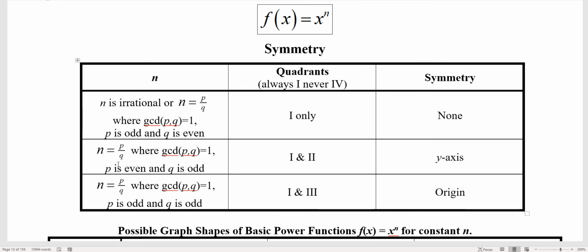But if it's an odd over even, then when you have a negative to an odd power, that becomes a negative, and you try to take an even root of a negative, you don't get a real number. So for our purposes graphing here, you don't get anything for an output when you have a negative input. So that means there is no quadrant 2 or 3 or 4. You only get quadrant 1. And if n is irrational, that's also going to be quadrant 1 only. So x to the pi power, for example, would be only quadrant 1, and then there's no symmetry there.